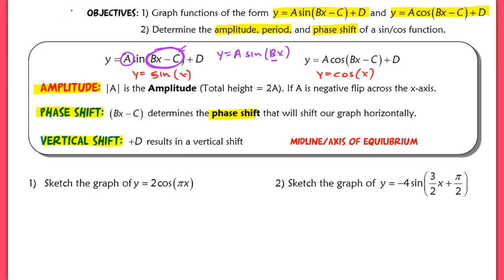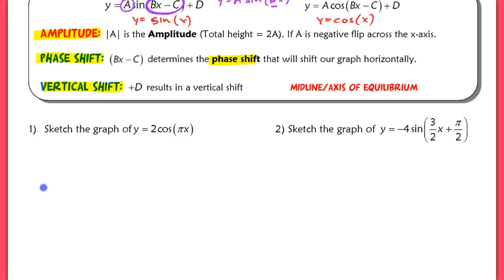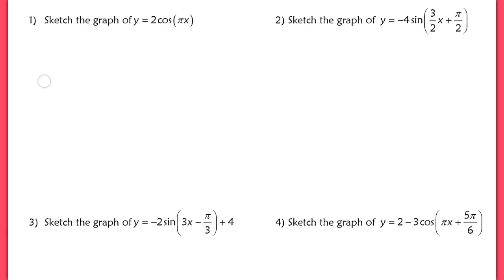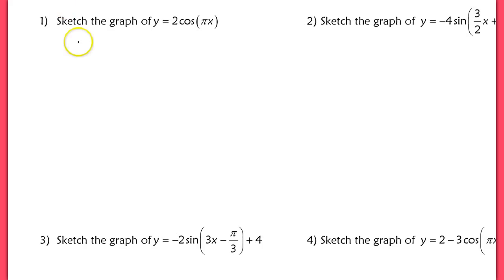All right, so now that we're familiar with all this terminology and the effects of a, b, c, and d on our graph, let's begin with our first function here. It says to sketch the graph of y equals 2 times the cosine of pi x. I'm going to begin the problem by just sketching our basic graph, y equals cosine of x. So I'll just graph the mother function first. You don't have to do this on every single problem, but I think it might be helpful for you on a test just to have that at the top of your paper.